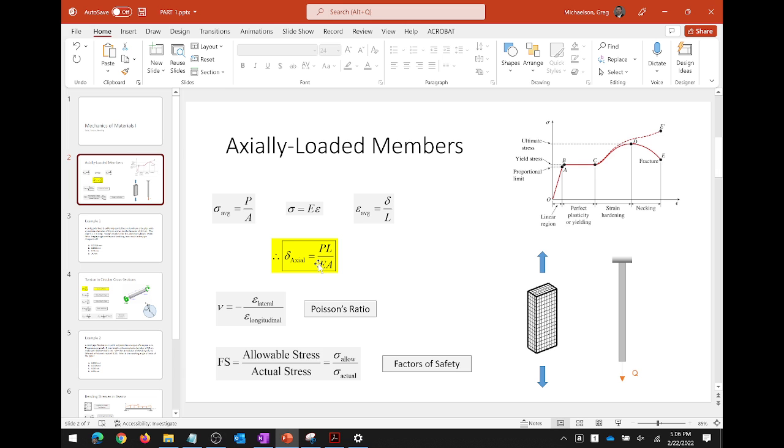I like this. This is good stuff. Okay. Now I want to talk about bending.